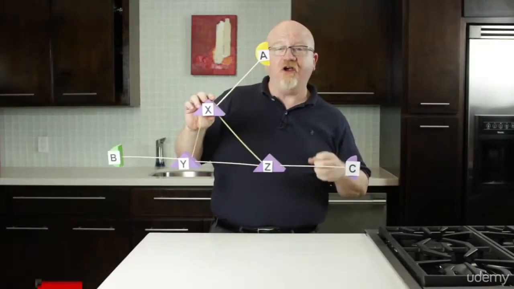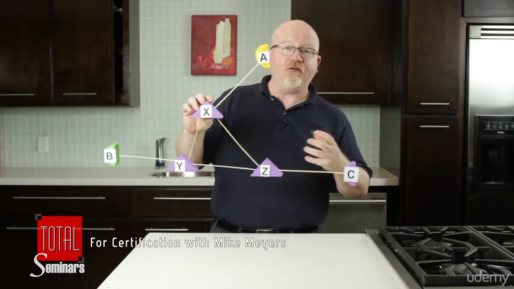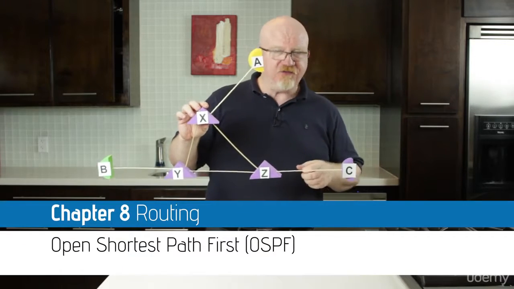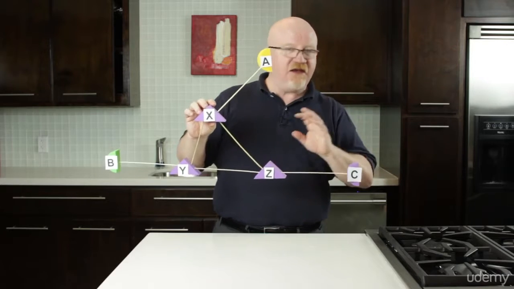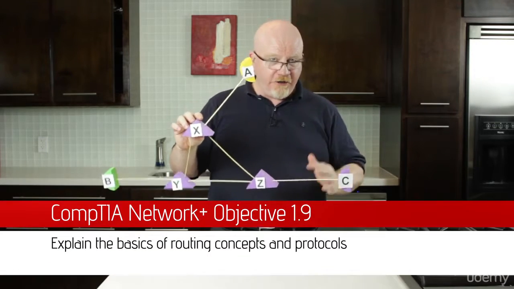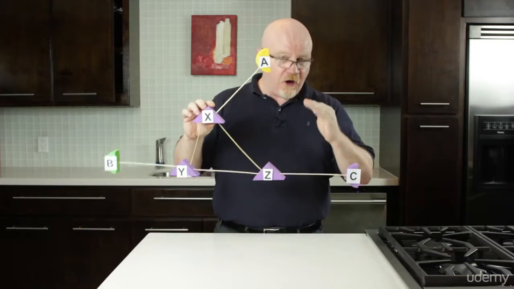Number one interior gateway protocol that is out there on the internet today is called OSPF. OSPF stands for Open Shortest Path First, and it is the number one dynamic routing protocol that you're going to see on individual areas on the internet itself.